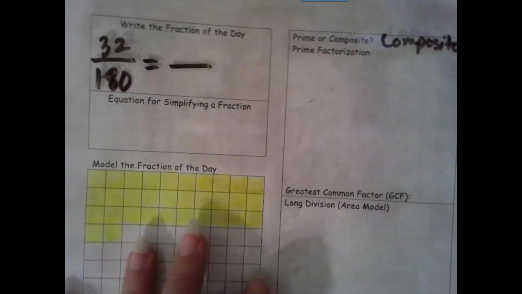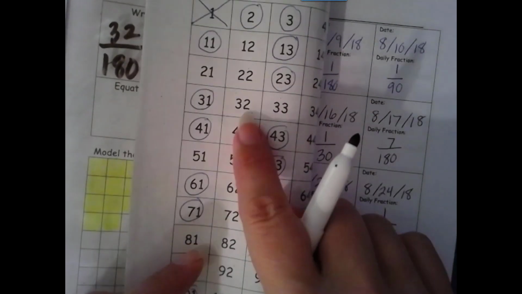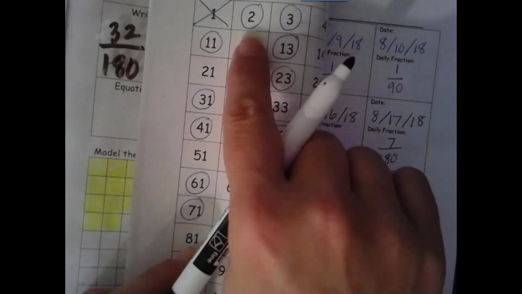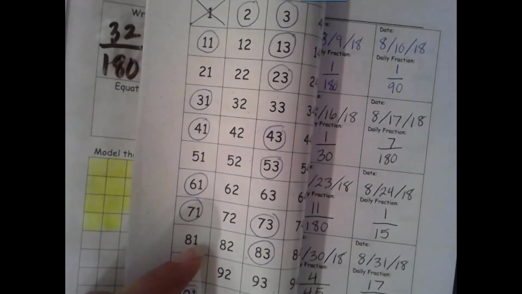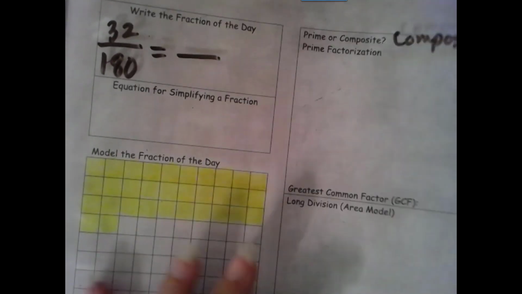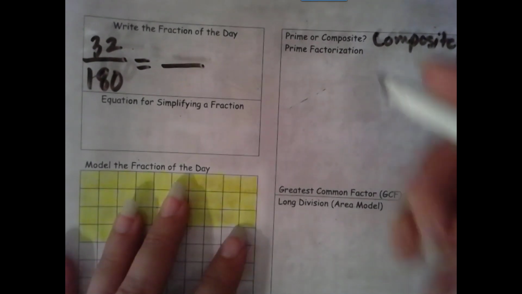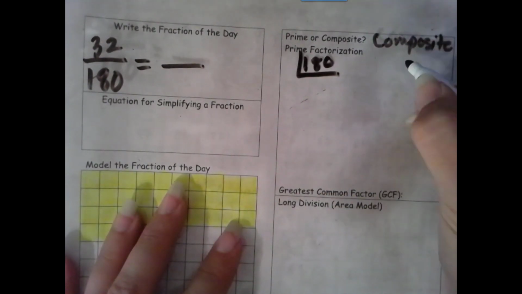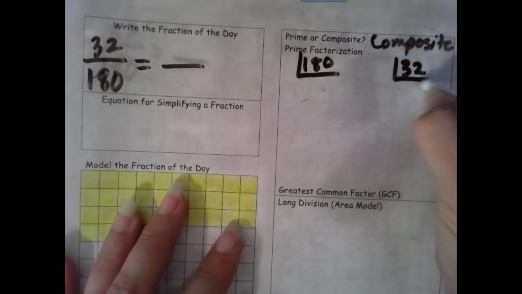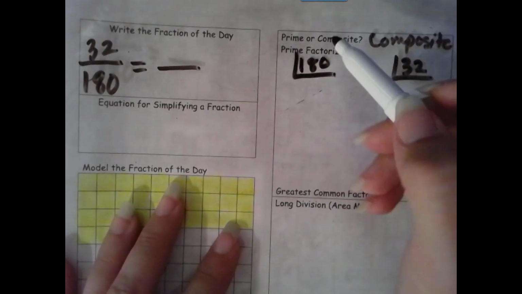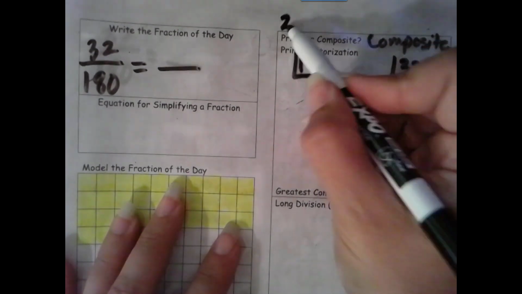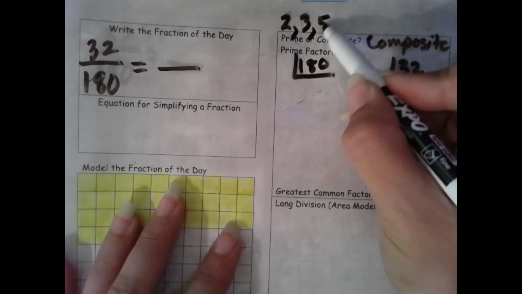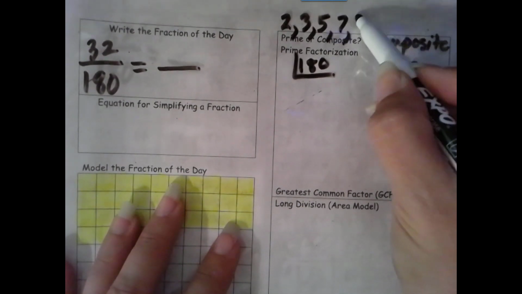But if you want to check for sure, you could always look on your prime number sieve and see that it is not circled. The only even prime number is 2. Every other even number is not circled. So that means we have to do our prime factorization for both our denominator and our numerator. If you forget prime factorization, we only look at prime numbers. So our first 5 primes are 2, 3, 5, 7, and 11.